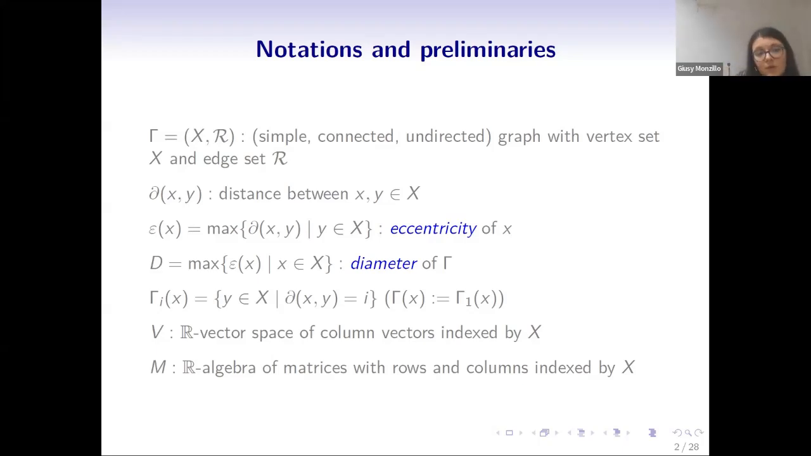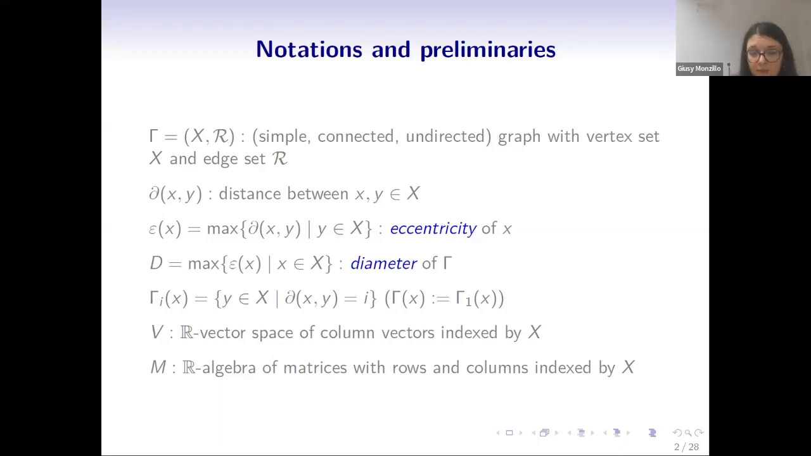And as always, we also need to consider some vector space and an algebra of matrices. Particularly, V will be the vector space over the real numbers, consisting of column vectors indexed by the vertices of the graph, and M will denote the algebra of matrices over the real numbers, whose rows and columns are indexed again by the vertices of the graph.